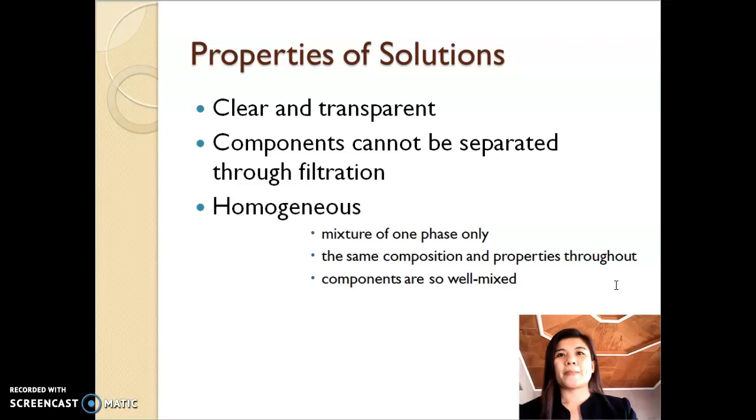The components are so well mixed. Yes, it's well mixed. That means you cannot identify anymore where's the solute, where's the solvent. Alright? Or yes, for example, in the seawater, you cannot identify anymore where's the salt and where's the water. Of course, you can identify the water, but you cannot separate it anymore.